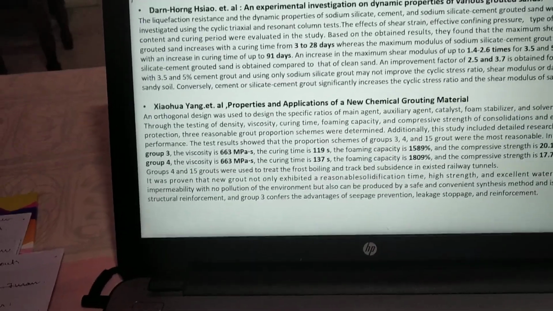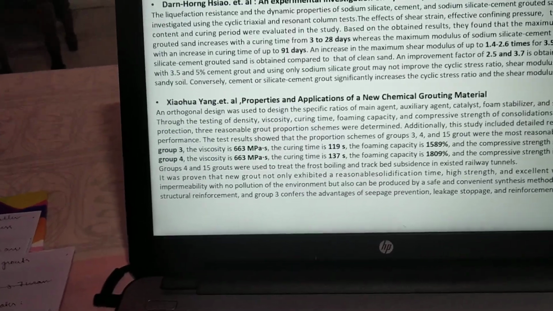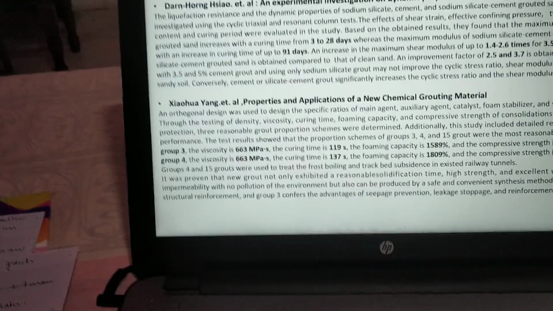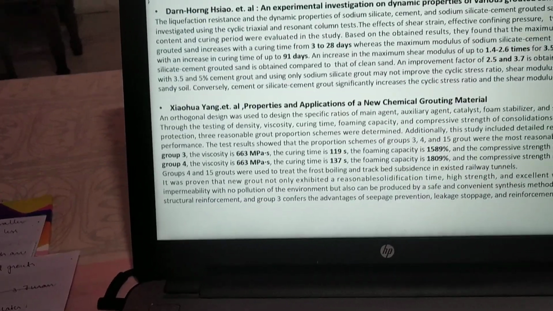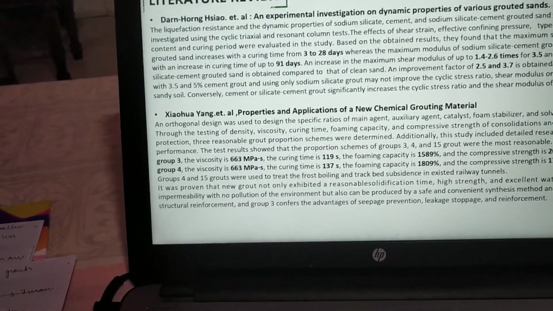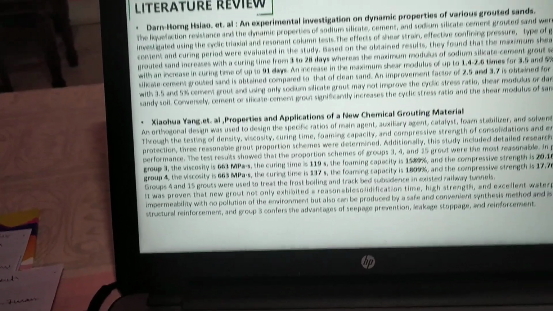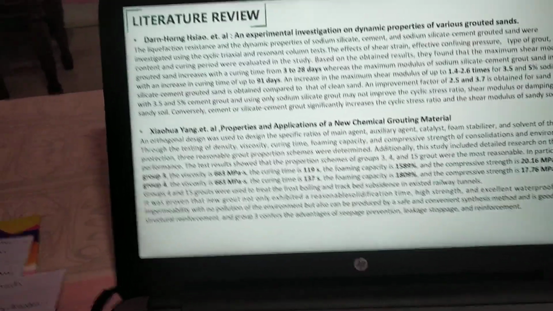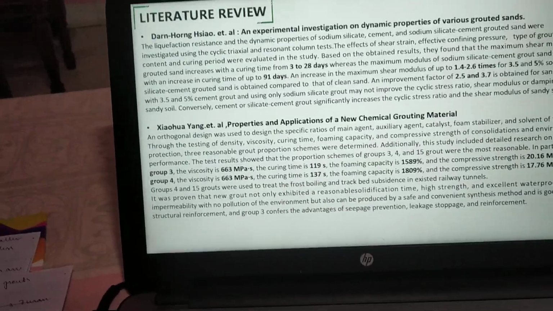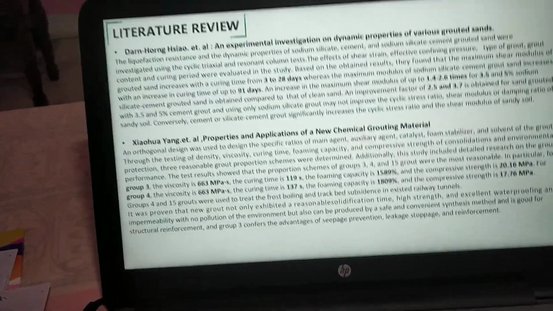From their research, it was proven that this new grout can not only serve as a reasonable material to provide high strength and excellent waterproofing quality, but at the same time is safe with no pollution to the environment and can provide a convenient synthesis method, which is very good for structural reinforcement for existing structures as well as for new ones, to prevent leakage as well as seepage.